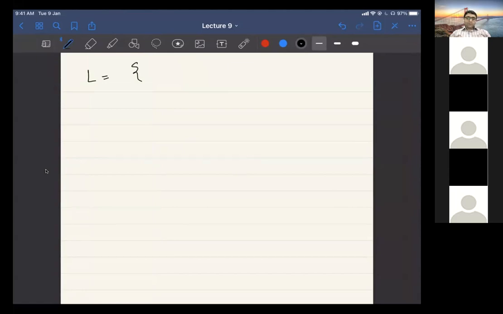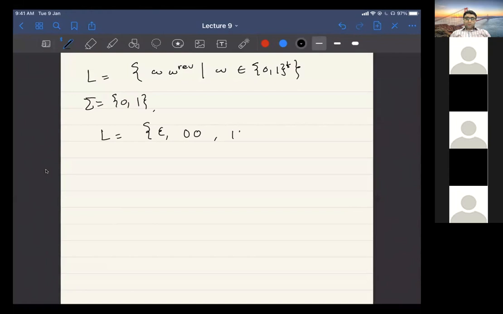is a language of all the strings W W reverse, such that W belongs to {0, 1} star. It means that our sigma is {0, 1}. And our language will consist of the empty string, and it will consist of 00, 11, 0110, 1111, 0000, and 101101, and so on.